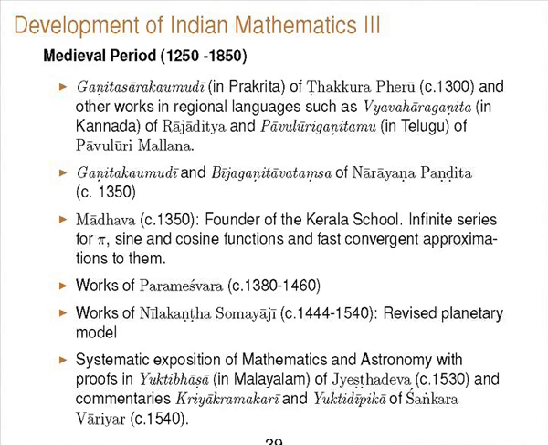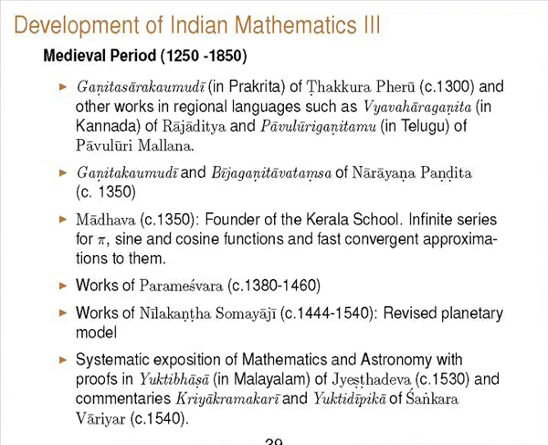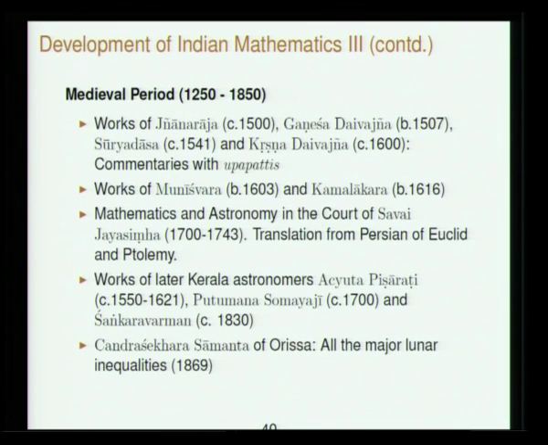Then there arose a school in Kerala which had very special contributions to make, the Kerala School of Astronomy, initiated by Madhava, then Parameshwara, then Neelakantha Somayaji. They revised the older astronomical models and came up with a new astronomical model, but Madhava is more well known for his discovery of infinite series for pi, sine and cosine, and the proofs of all these results of Madhava were written down in a very famous Malayalam book called Yukti Bhasha, written in 1530.